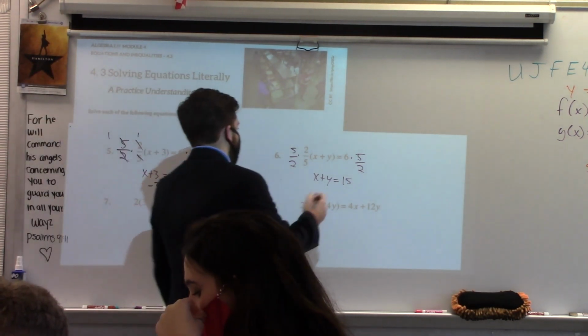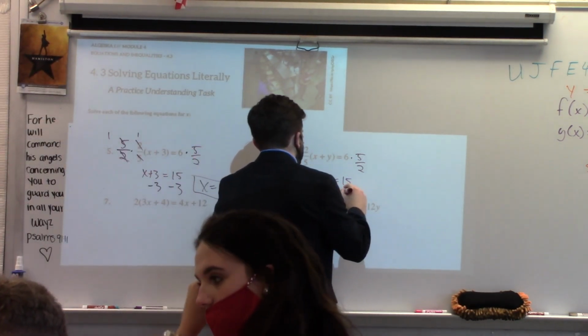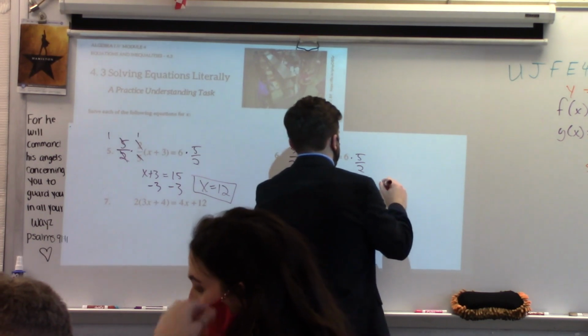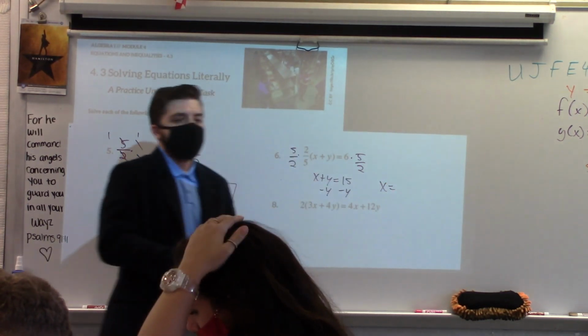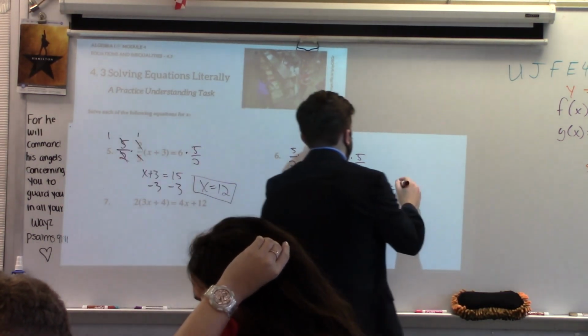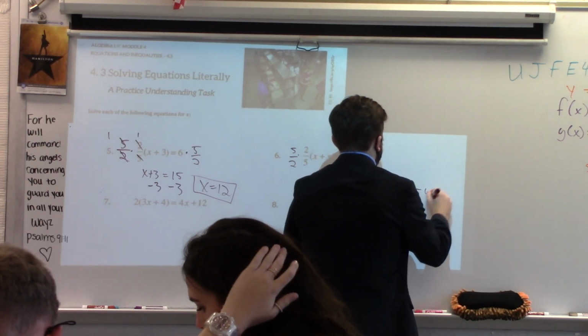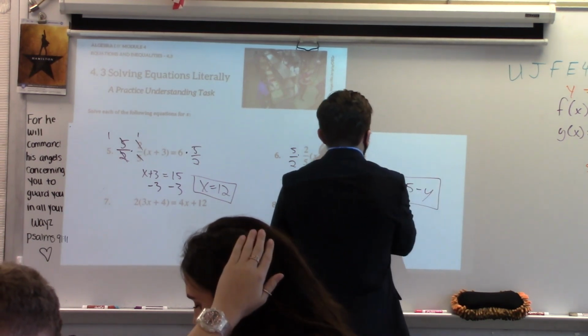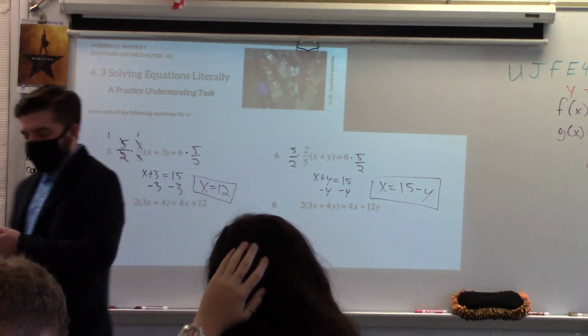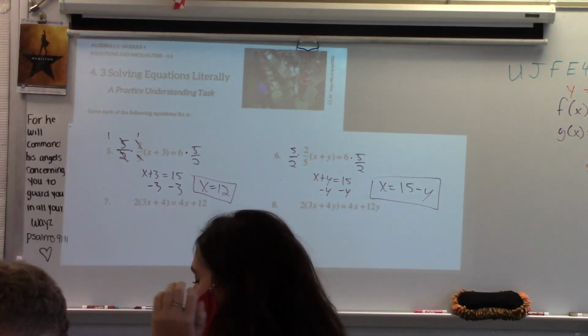So instead of minus 3, now it's just minus y. Now, what's 15 minus y? Can that be combined? Exactly. Those aren't like terms. They can't be combined or simplified anymore. So that is your answer.